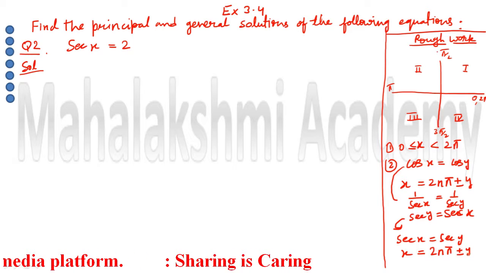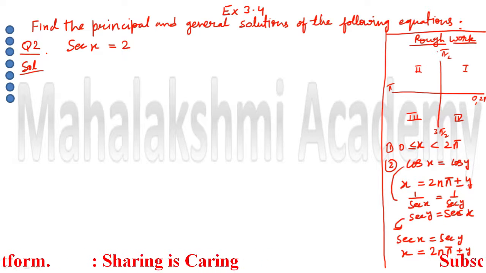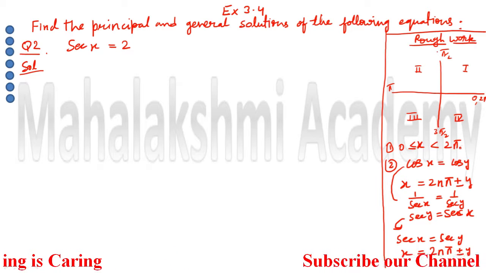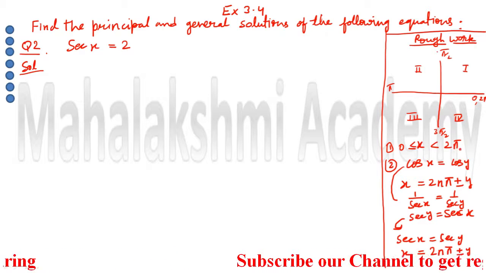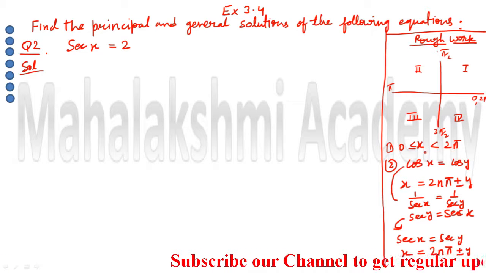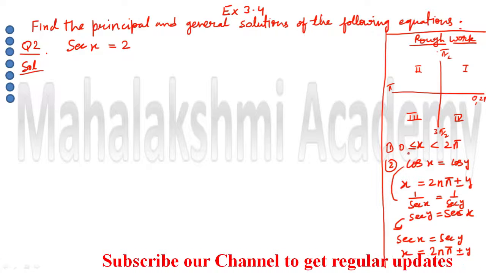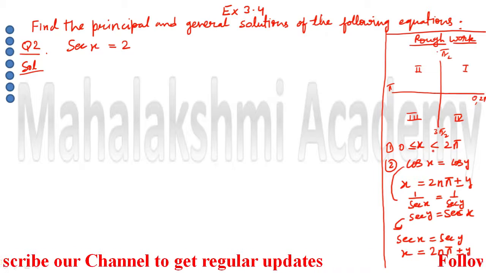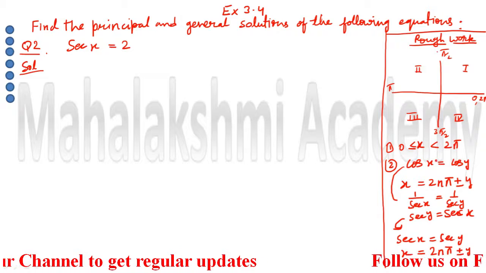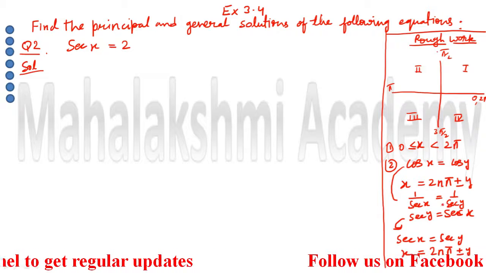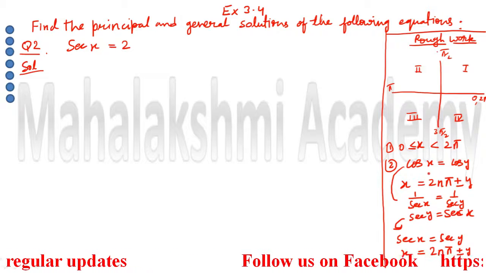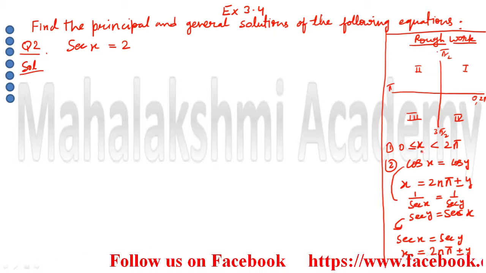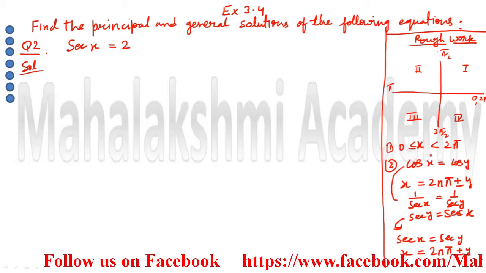So now what I explained here: first, the meaning of the principal solution. Principal solutions means the values of x for a given trigonometric equation which belong from 0 to 2 pi, less than 2 pi, that are named as the principal solutions. And for the general solution we have some formulas which you have to learn. Now here first we are going to solve the principal solutions.